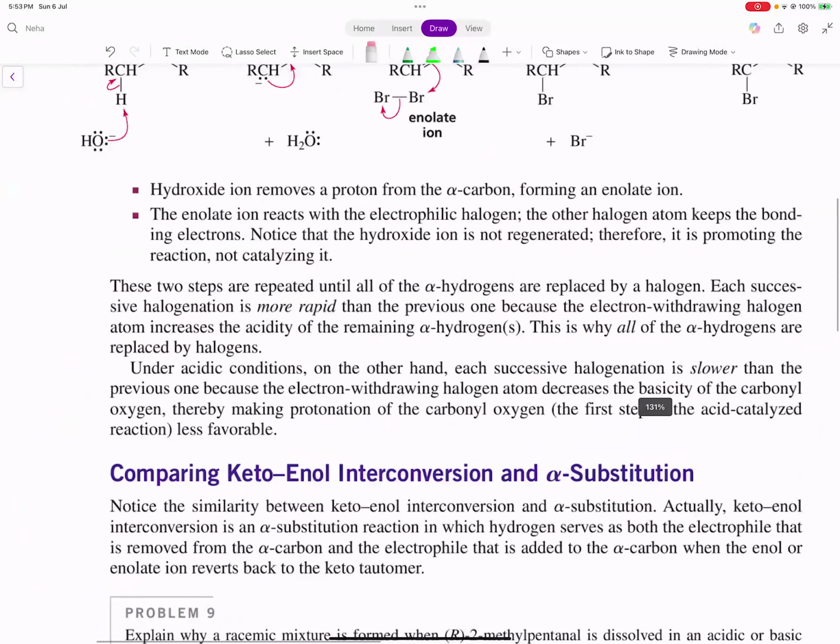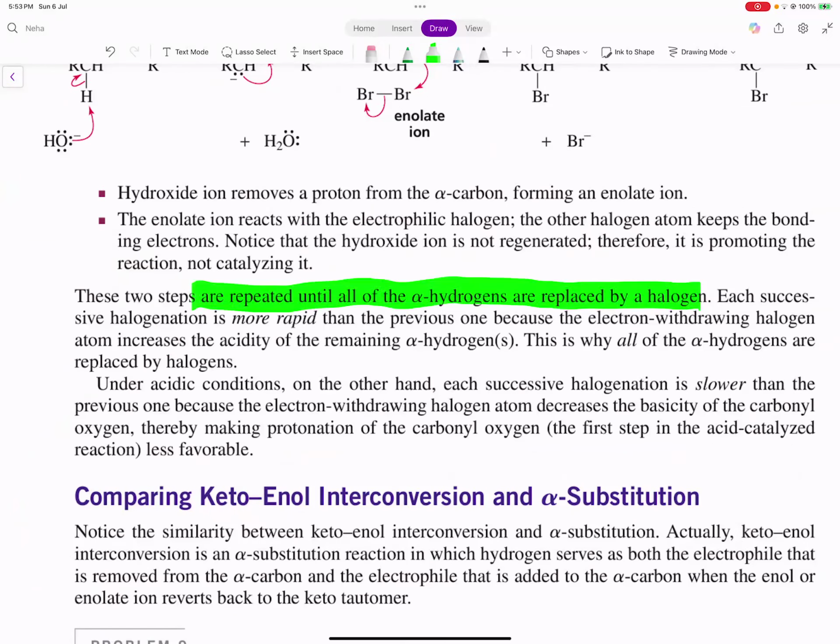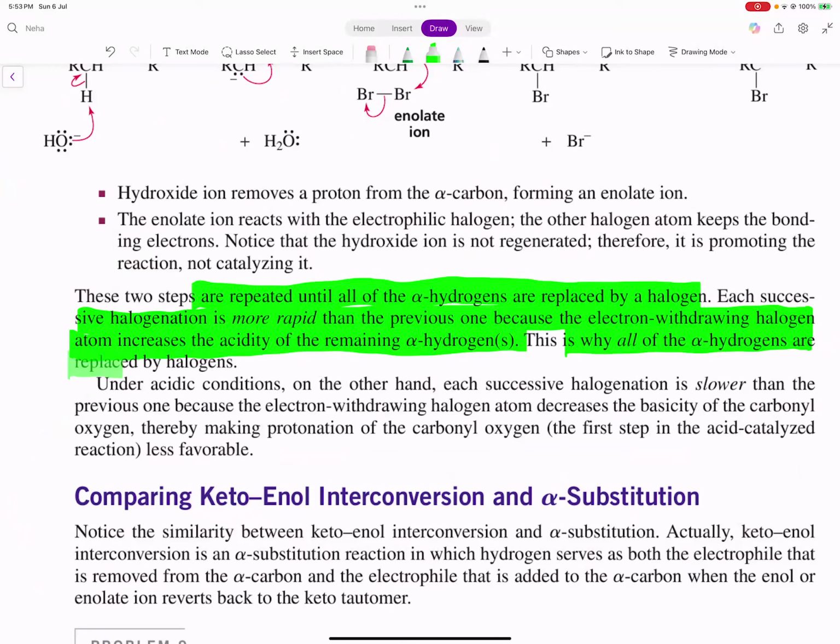The two steps are repeated until all the alpha hydrogens are replaced by halogen. Each successive halogenation is more rapid than the previous one because the electron withdrawing halogen atom increases the acidity of the remaining alpha hydrogens, right? This is why all of the alpha hydrogens are replaced by halogens. Got it? Yes, I got it.